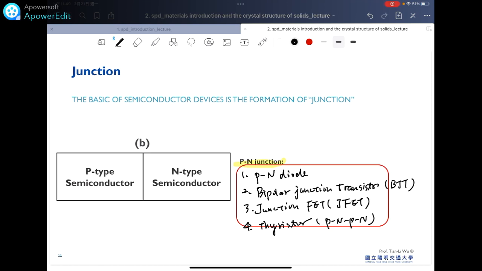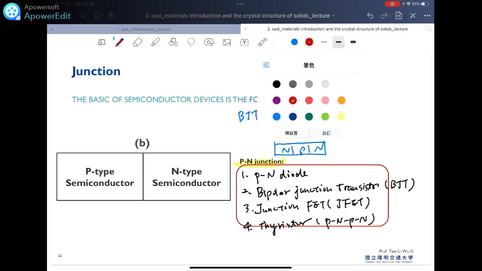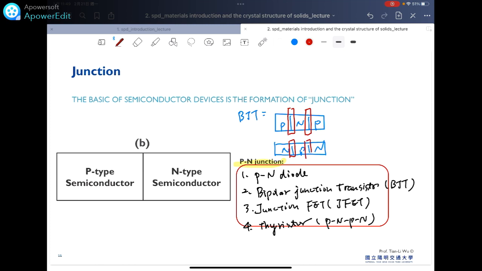So let me just schematically draw how the BJT looks. The BJT is a device where we have the PNP or we have the NPN. So in this case, we all have the PN junction here. When we talk about BJT, we will spend quite a lot of time discussing this PN junction.